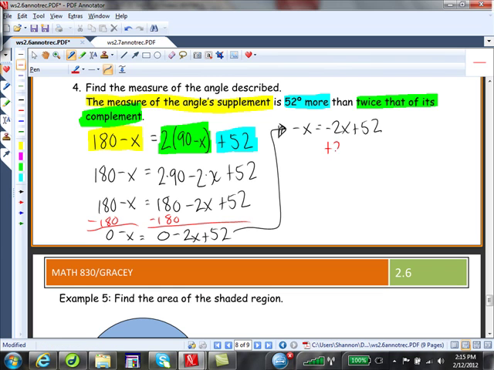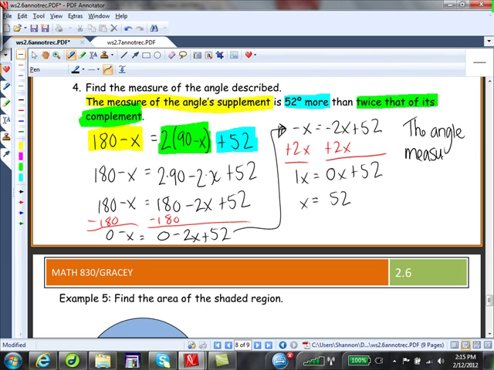I'm going to go ahead and add that 2x to both sides. And we'll get 1x is 0 x's plus 52. So x is 52 since 0 times anything is 0. So the angle measures 52 degrees.